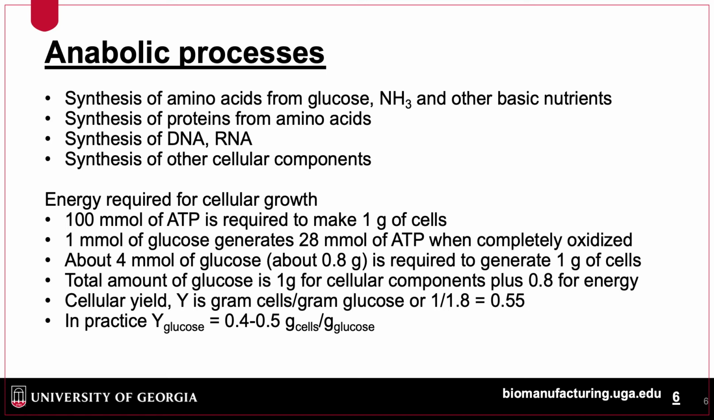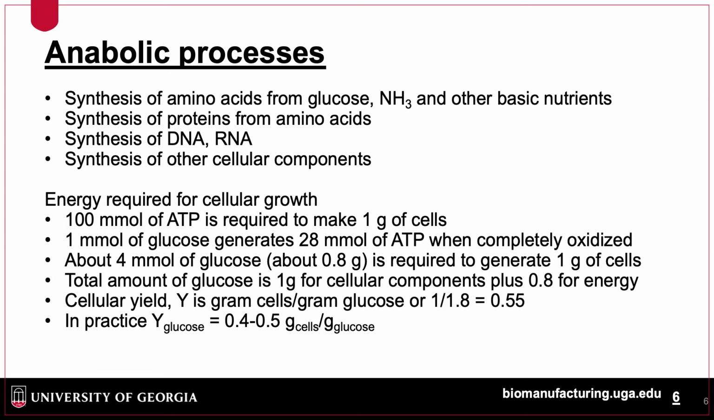Anabolic processes are those involving creation of the building blocks of cells. A general rule is that 100 millimoles of ATP is needed to generate 1 gram of cells. The energy required to create the cells is then based on the amount of ATP generated per growth substrate. For glucose, 1 millimole generates 28 millimoles of ATP, so 4 millimoles of glucose, or about 0.8 grams of glucose, is needed to generate the energy to build 1 gram of cells, and along with 1 gram of glucose for the material for cellular components equals a total of 1.8 grams of glucose to generate 1 gram of cells.